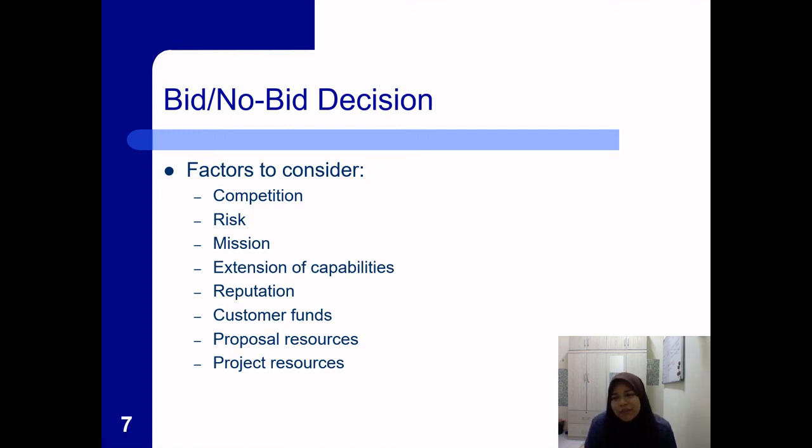Reputation: what is your reputation compared to the other contractors? How about the customer funds? Is it good, or is it going to bring loss to you? So you need to know this. Proposal resources: do you have enough resources to do your proposal? And project resources: do you have enough resources to complete the project? You need to identify this. By considering all these factors, then only you can make a decision whether you are going to bid or not to bid the project. Okay.